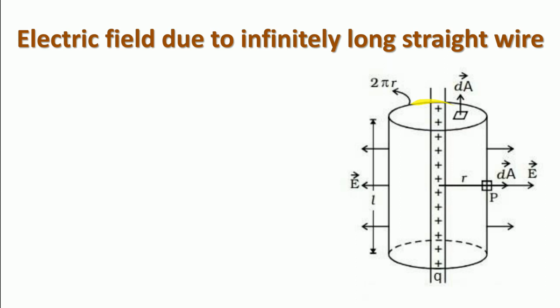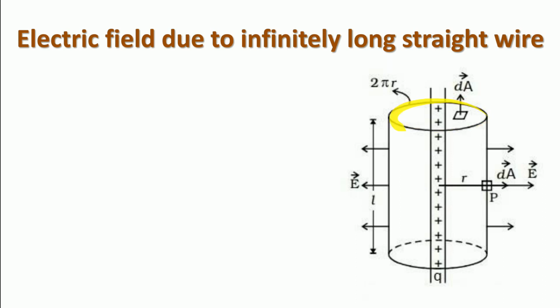Now talk about this area. If we talk about this area, the area vector will be perpendicular to this surface, and so it will be perpendicular to the electric field also. Hereby theta becomes 90 and cos 90 is 0. If cos 90 is 0, then the flux associated is also 0, because phi is equal to EA cos theta.